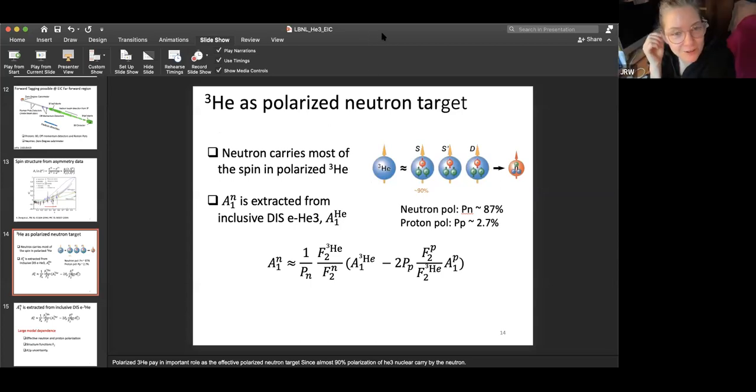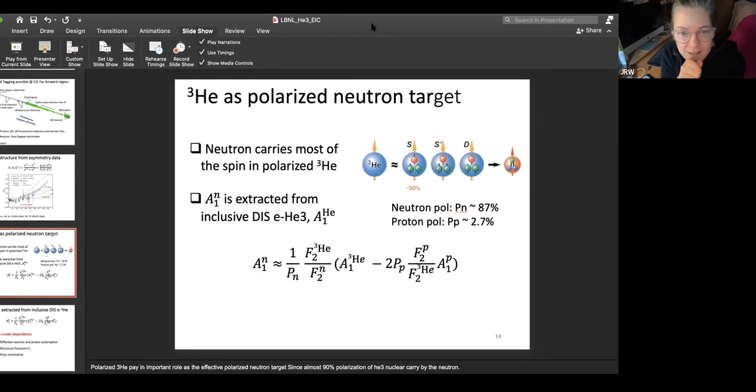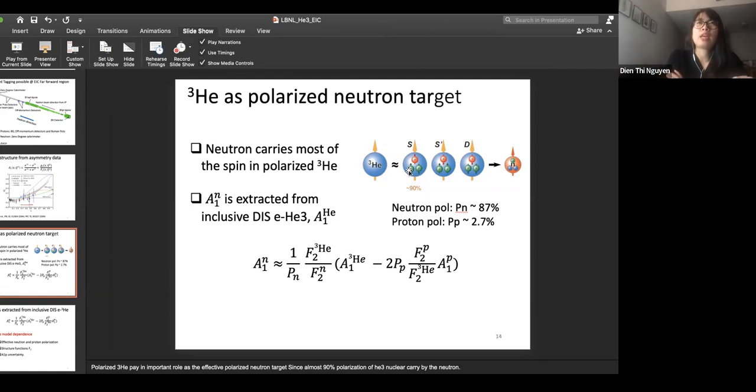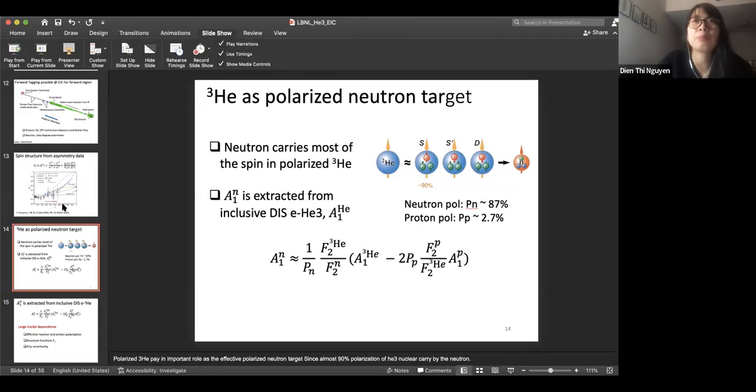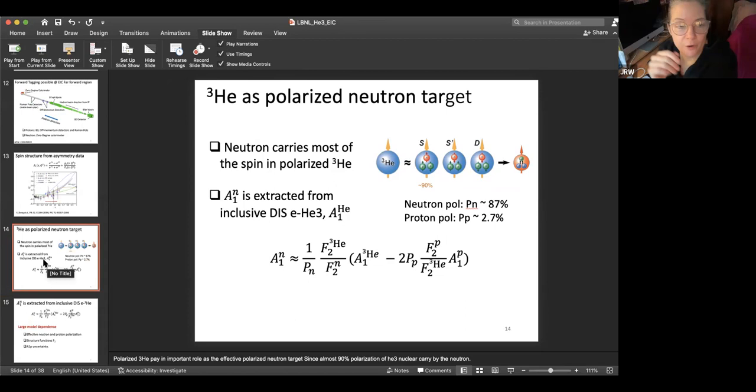Yes, Jennifer. Thank you. Okay, so I'm looking at this helium-3. I just wanted to know how do we know that the neutron is carrying 90% of the helium-3 spin? I didn't know how we figured that out. Actually, that one is based on an average of many calculations. I think they reference the paper about how they determined that number. I can send that to you.